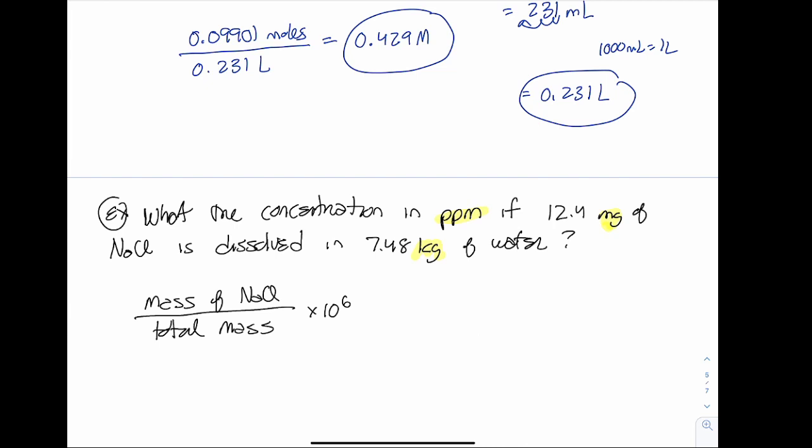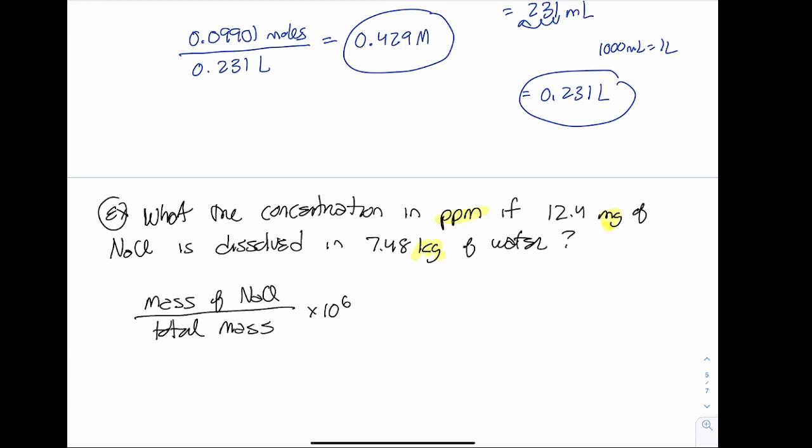Right now, one's in milligrams and one's in kilograms. It honestly doesn't matter what I convert it to. I can convert them both to milligrams. I can convert them both to kilograms. I can convert them both to pounds if I really wanted to. It really doesn't matter as long as I convert them both correctly and I convert them to the same units. What I'm going to do is I'm going to choose to convert them both to grams.